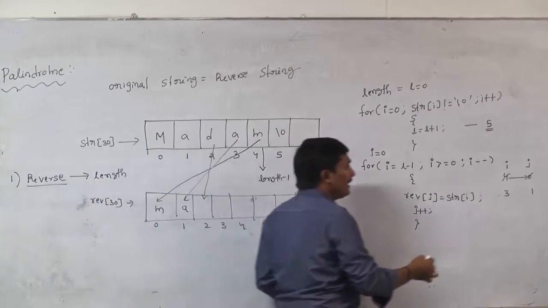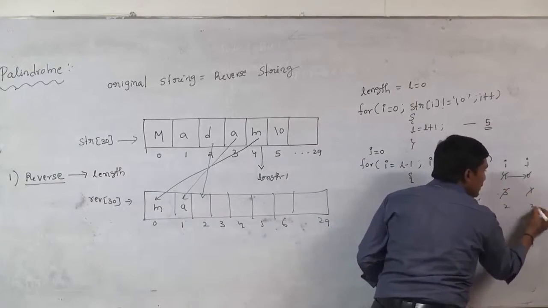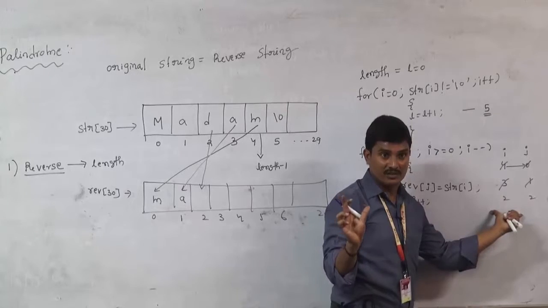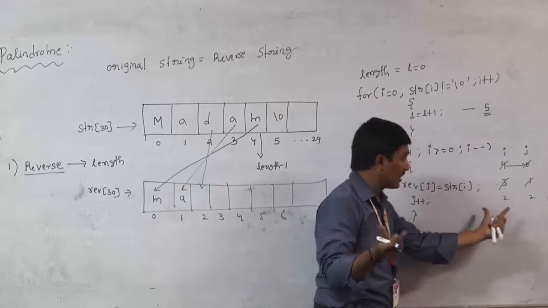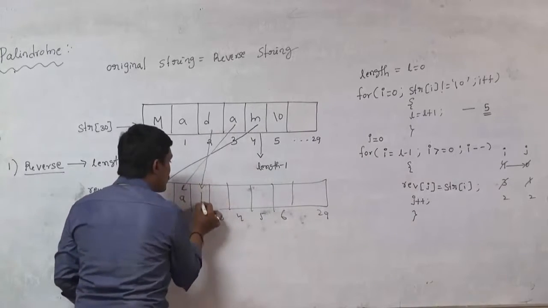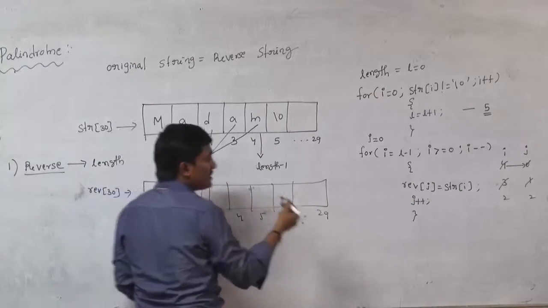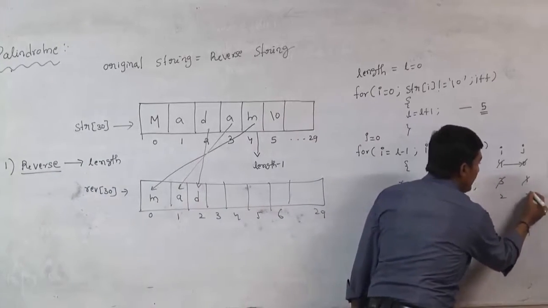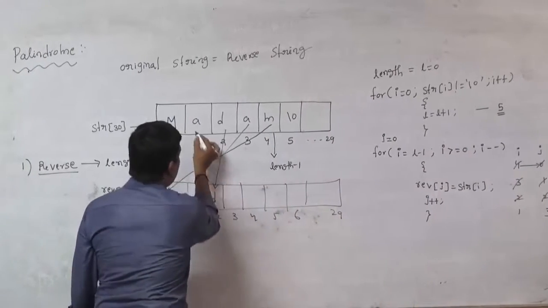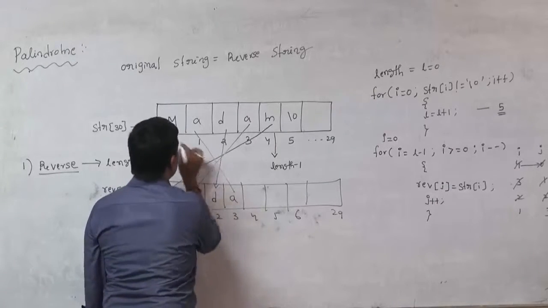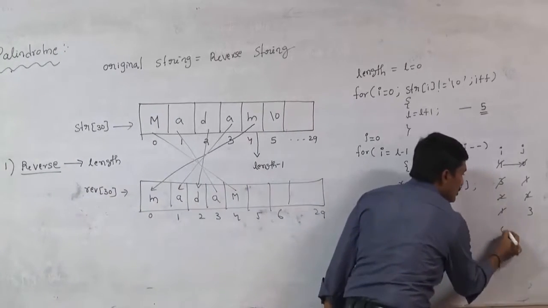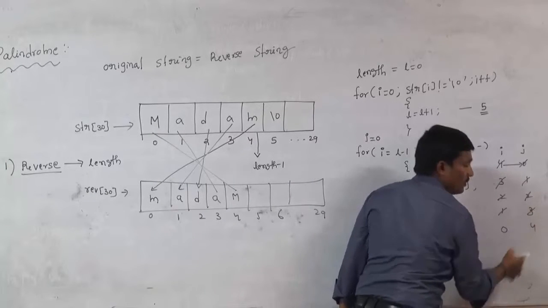That means both are coming to an equal state. This portion is called the middle of the string, because both are equal. So d is copied. Next, again this is going to be 3, this is going to be 1. Then a is copied. Next, m is copied. At that time it reaches 0 and it reaches 4.